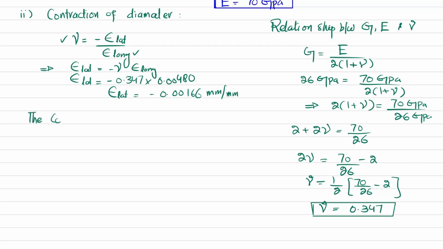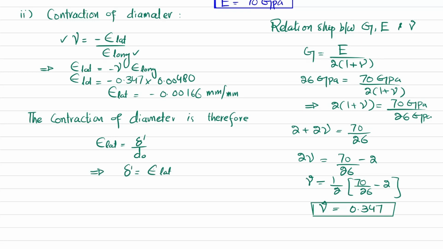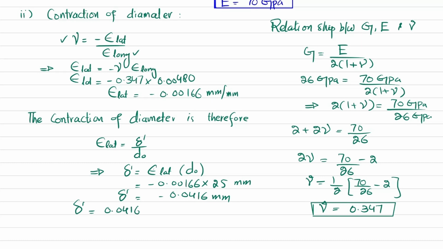Contraction of diameter is, therefore, we know that lateral strain is equal to change in diameter, which is delta D, divided by original diameter D naught. So this change in diameter or contraction is equal to lateral strain multiplied by D naught. So minus 0.00166 multiplied by 25 millimeter will give you minus 0.0416 millimeter. This minus sign means that there is a contraction of 0.0416 millimeter in diameter. So the diameter will contract by this amount. Clear? Which is the answer of our second part.